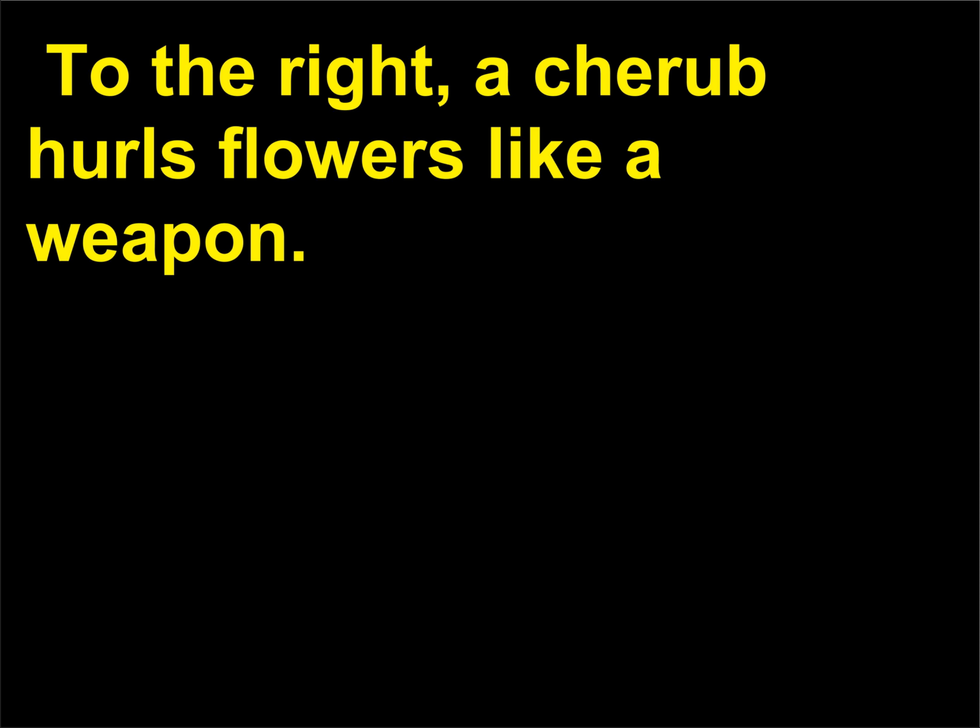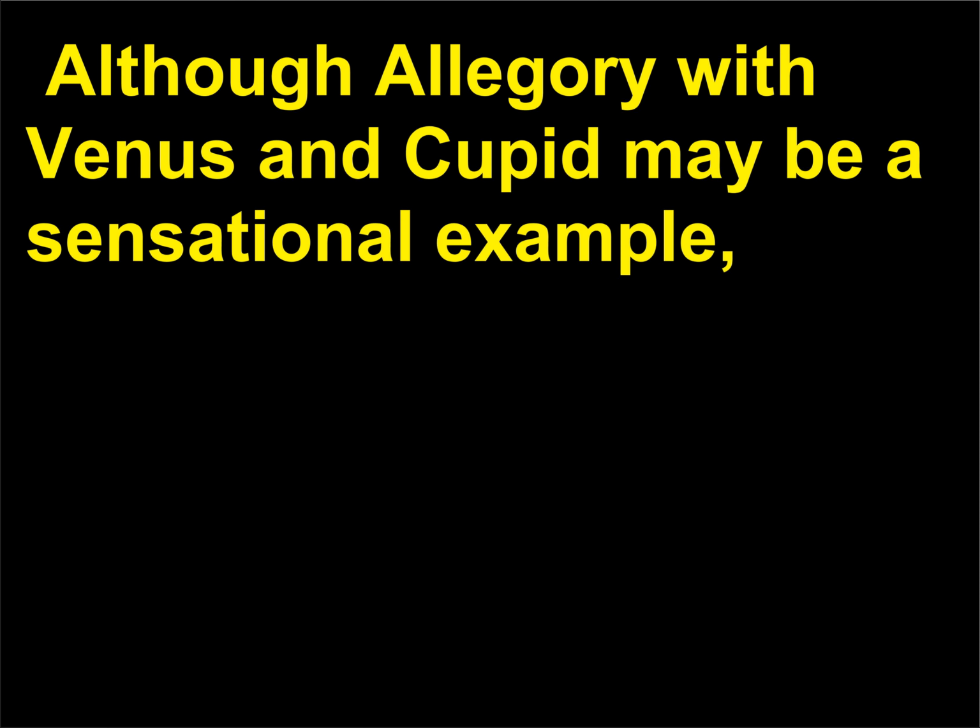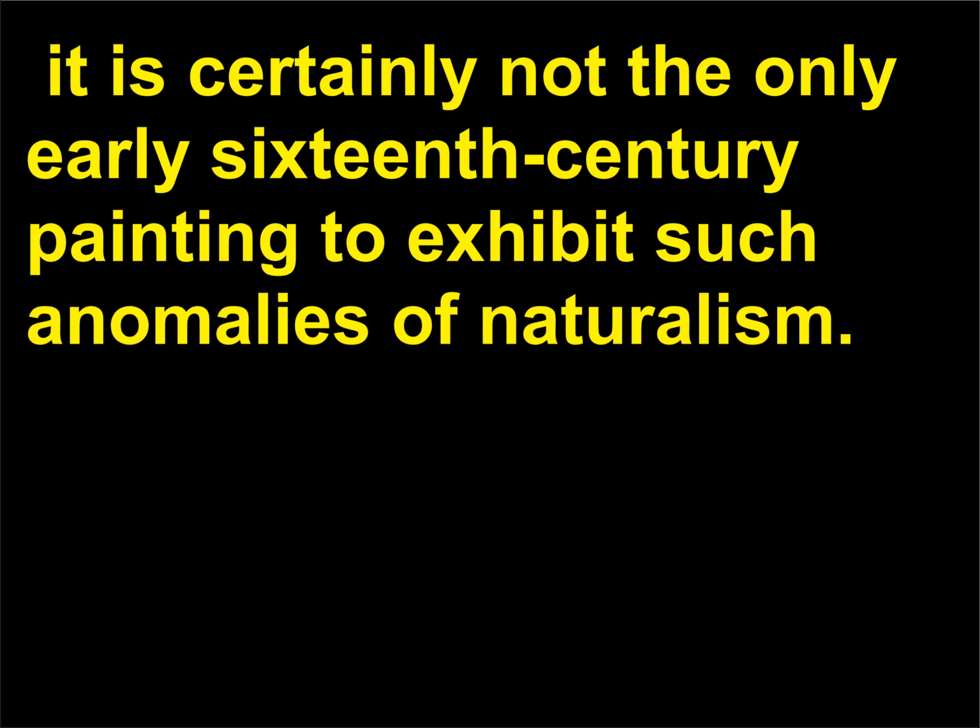Behind Cupid's contorted body, a woman screams, grabbing her hair. To the right, a cherub hurls flowers like a weapon. At his feet, theatrical masks depict ugly faces. Although Allegory with Venus and Cupid may be a sensational example, it is certainly not the only early 16th century painting to exhibit such anomalies of naturalism.